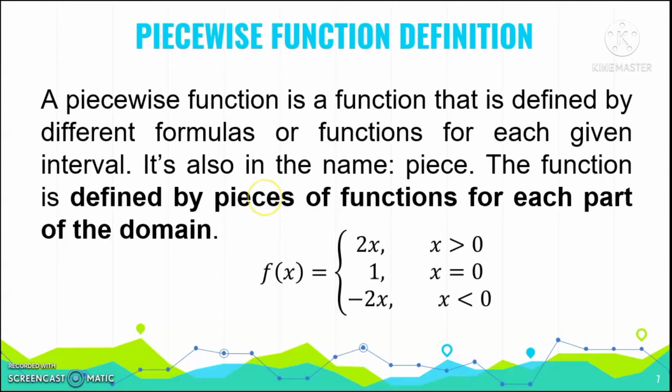We have here an example of the piecewise function. As you can see, there are three functions. We have f of x is equal to 2x for x is greater than 0, and f of x is equal to 1 for x is equal to 0, and f of x is equal to negative 2x if x is less than 0. As can be seen from the example, it is shown as pieces of function because it is defined uniquely for the three intervals we have: x is greater than 0, x is equal to 0, and x is less than 0.